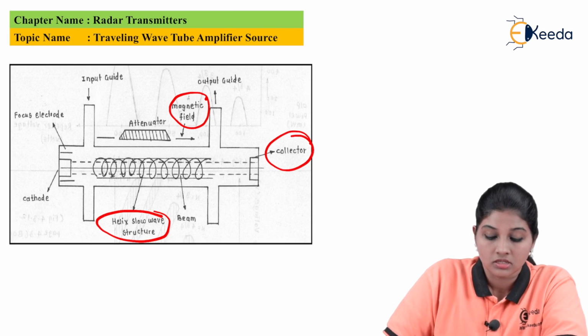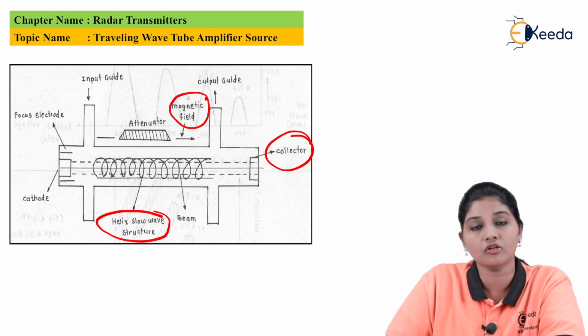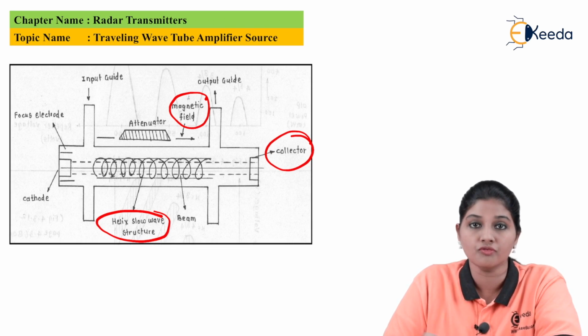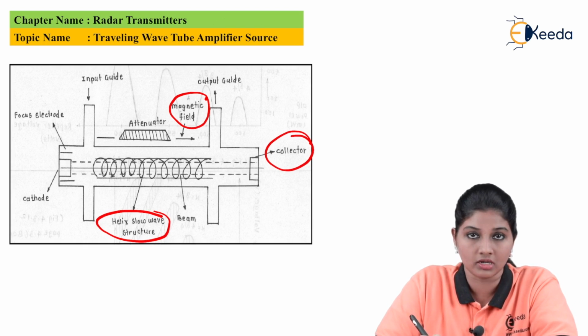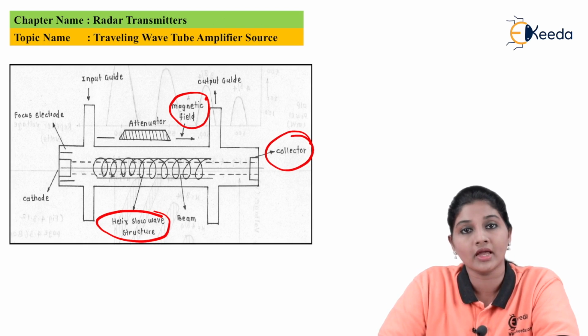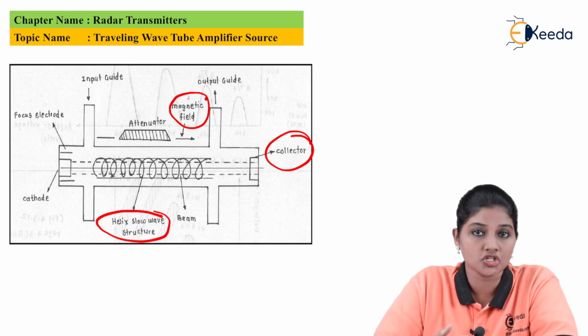Now, in this case, one end of the helix is made positive with respect to the cathode and the other end of the helix is made positive with respect to the collector. Because of that, the electron beam is attracted towards the collector. When the signal is received at the end of the helix or at the collector, it has high amplitude. So that is how the amplification takes place.